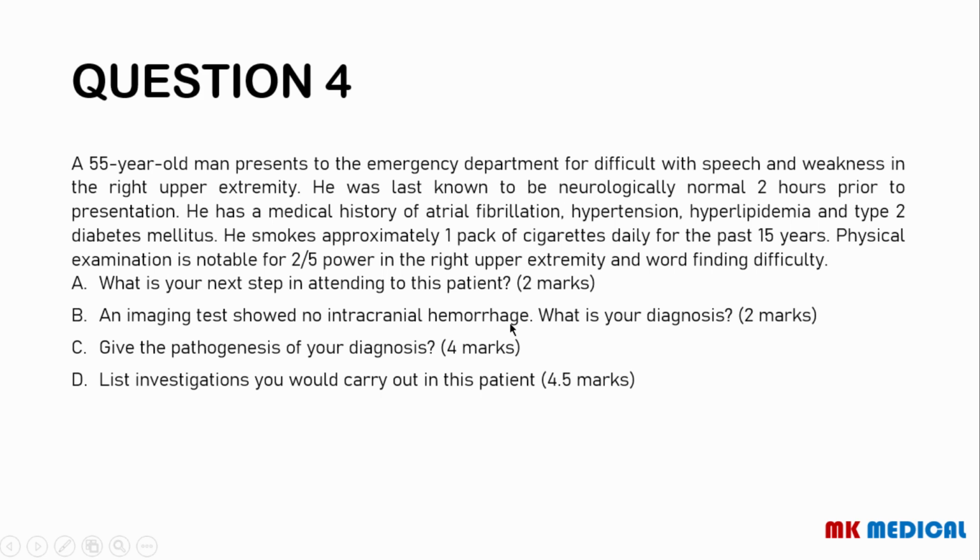Then part D, list investigations you would carry out in this patient. We've already ordered a CT scan of the head. Please do an ECG in view of this person having atrial fibrillation and hypertension. Do a Doppler ultrasound, or you could do an MRI of the extracranial carotid arteries. Do a full blood count, order an HIV test, do serum creatinine and urea, and do a lipid profile in view of the hyperlipidemia history. Do serum glucose and electrolytes, and also order a clotting panel: your prothrombin time, your partial thromboplastin time, and your INR, because this patient obviously is going to need some medication, antithrombotic agents.